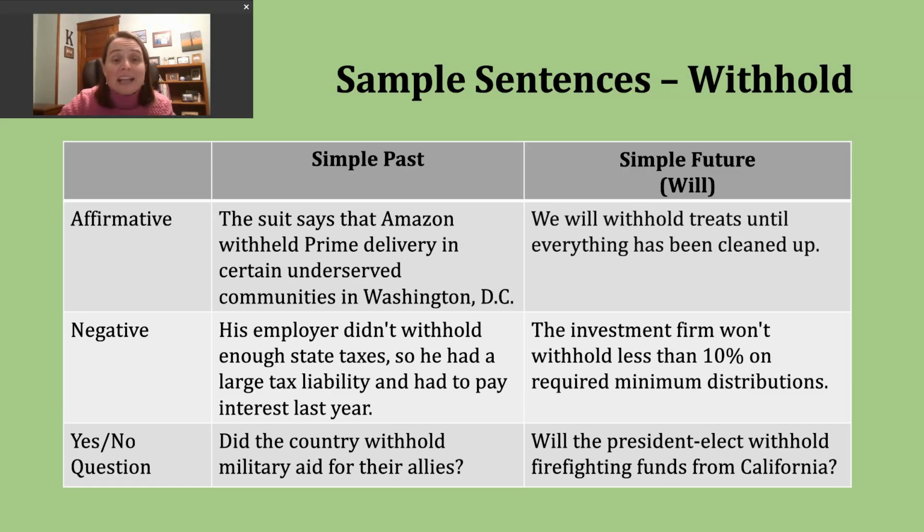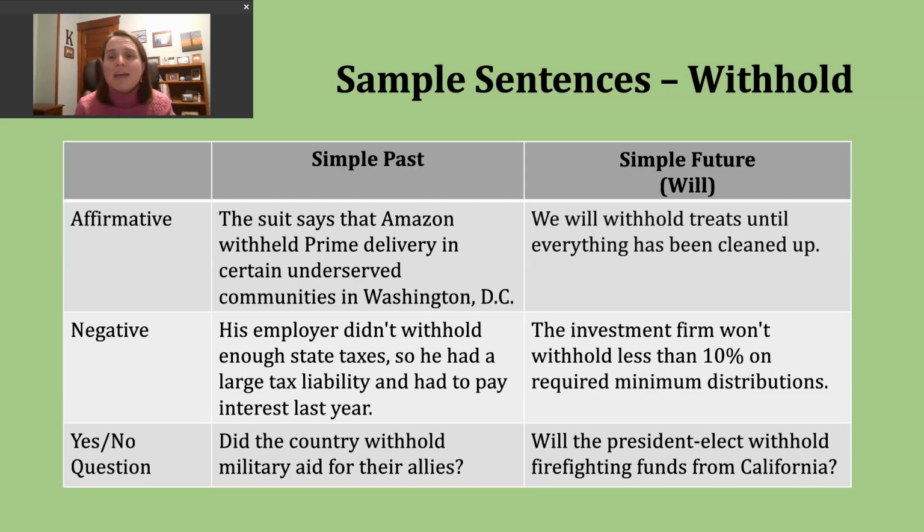Finally, let's look at making a yes or no question in the simple past tense. To do this, you want to start with did, then you're going to have your subject, and then the base verb. Again, notice the only time I'm using the irregular form of that verb is in the affirmative. Here's my last example. Did the country withhold military aid for their allies? So again, it goes back to that first definition.